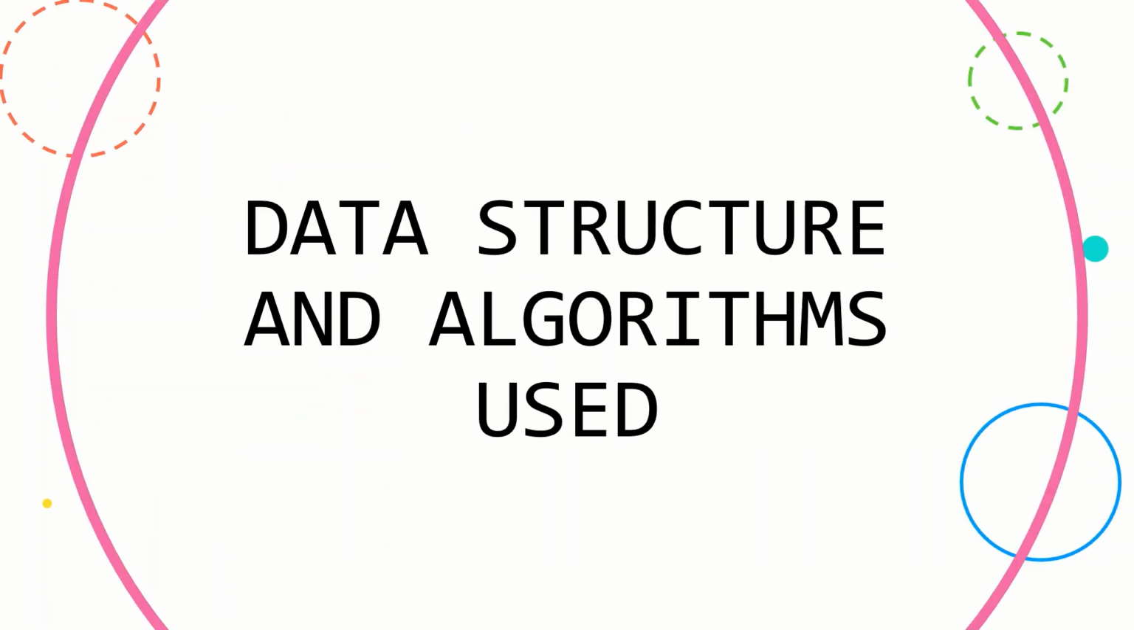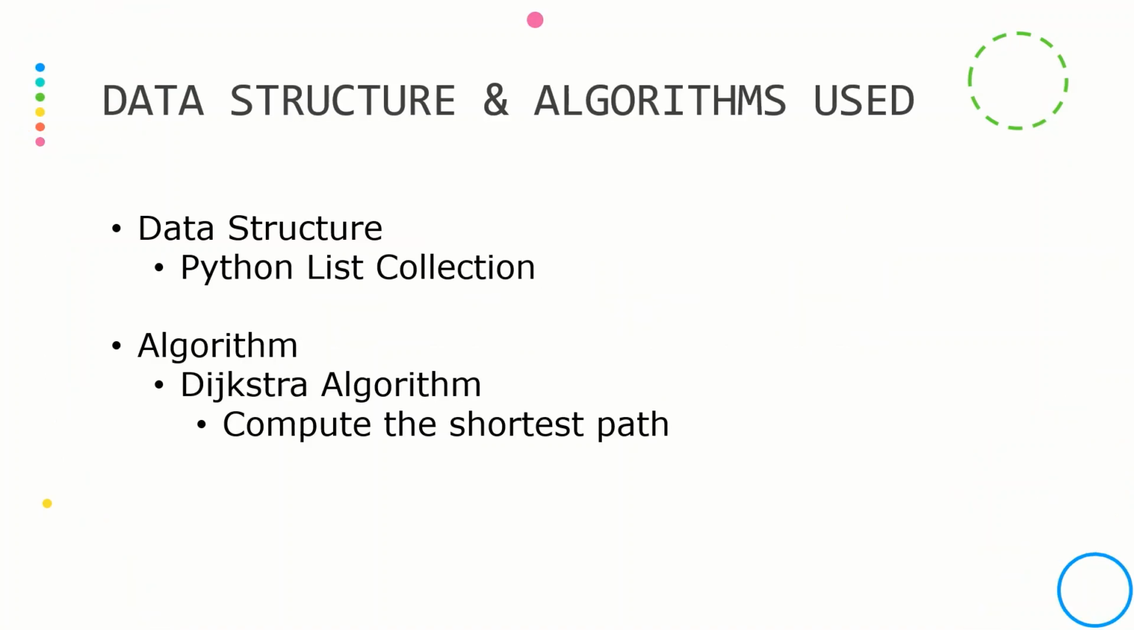Now we'll move on to the data structure and algorithm used. For data structure, we are using the Python list collection. We use Python lists for the initial storing after filtering, because lists are dynamic and suitable for storing unknown numbers of data. For the network graph, lists are also used to store the edges. By doing a for loop, we're able to create the nodes and edges for the network graph.